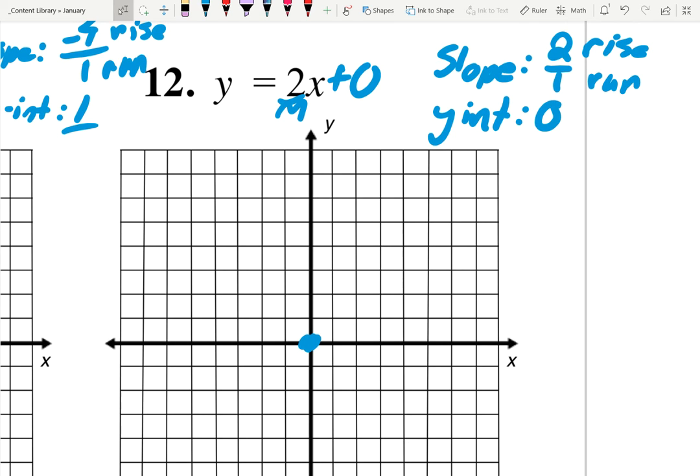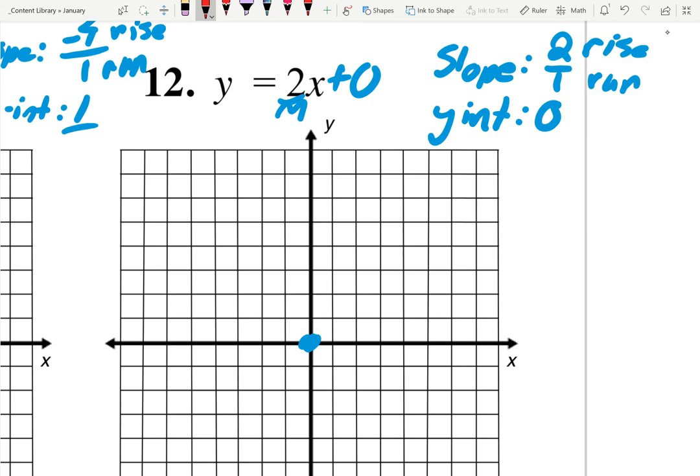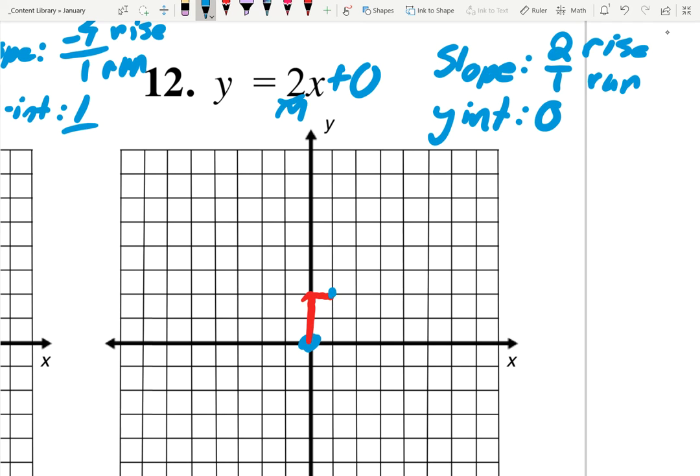So rise 2. So let's count up. Let's use a different color just to show it. So from that 0, we're going to go up 1, 2. So that's a rise of 2. And then we're going to run 1, which puts us right here. So we're going to have our point here. All right, so that's rising 2 spaces and running 1 space.